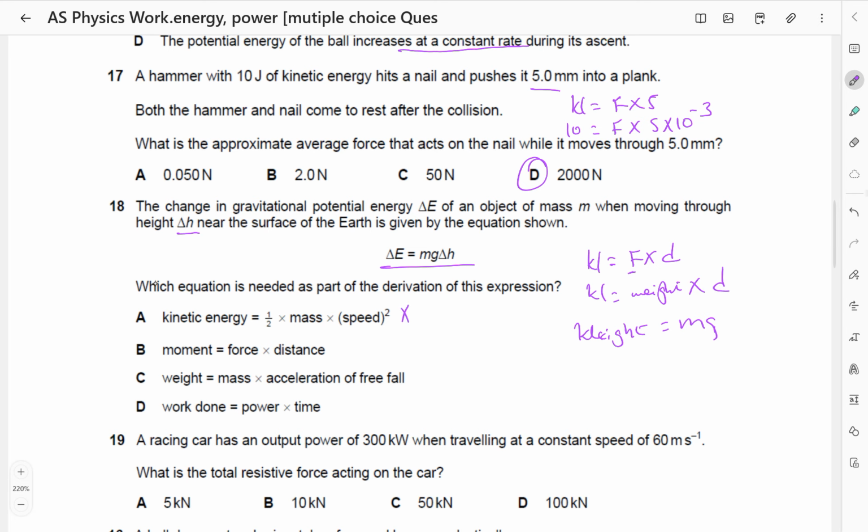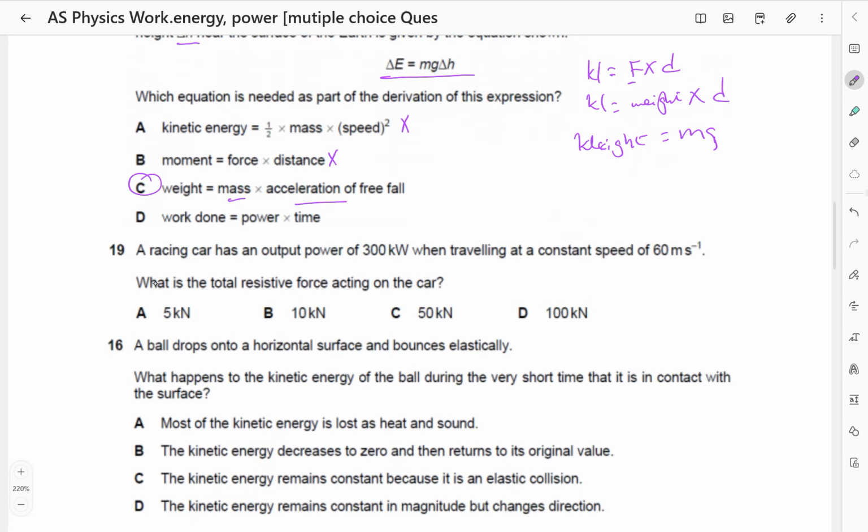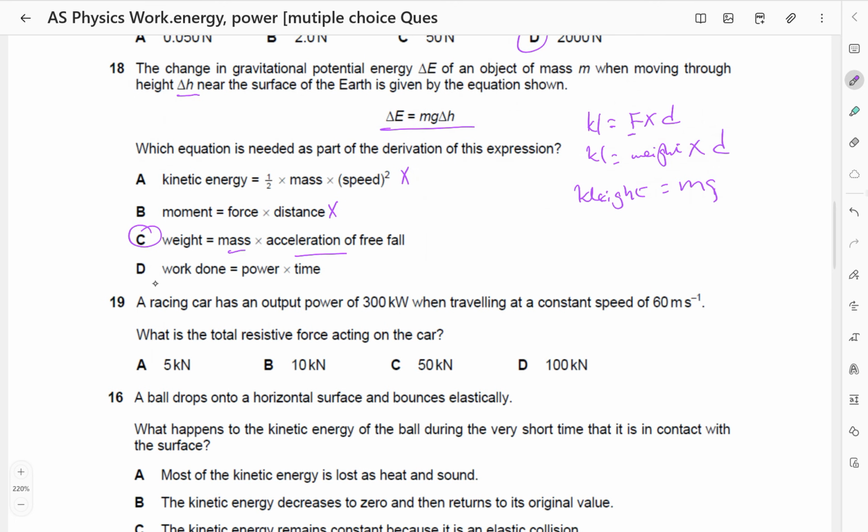So which equation is needed? This one is not needed. Moment is not needed. Weight is mass times acceleration of free fall. This is the equation that is needed. Work done is power times time. We don't need the equation of work done when we are again deriving work done.